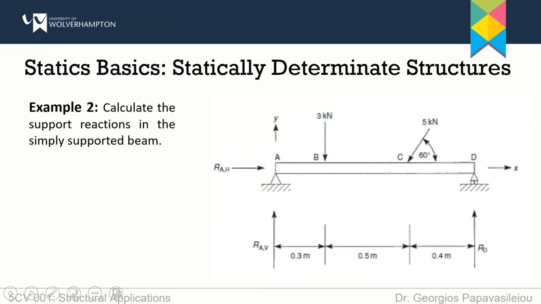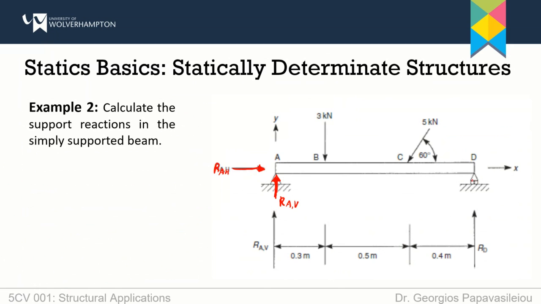Let's see an example of a statically determinate structure over here. In this example, we are asked to calculate the support reactions for this simply supported beam. Now, here, for this beam, we see that we have a pinned support, which means that we will have a vertical component. Oh, okay. You can see the vertical component over here. But that's okay. Let me just draw this over here myself as well. Let's say R a vertical. Let's use the same notation, and R a horizontal.